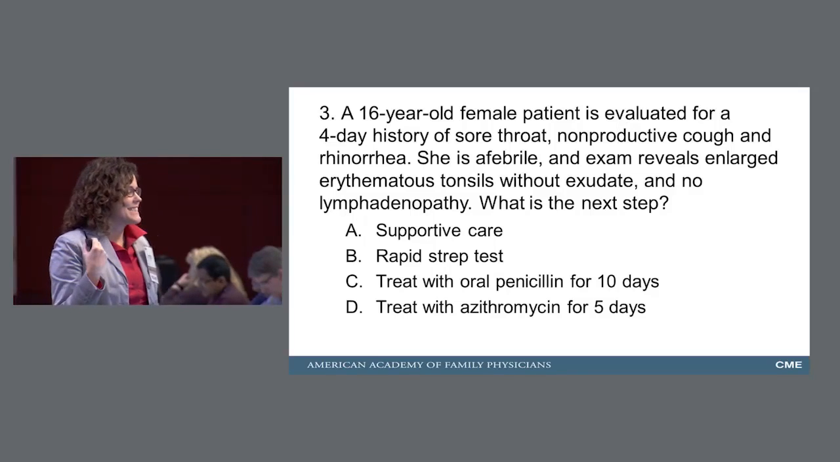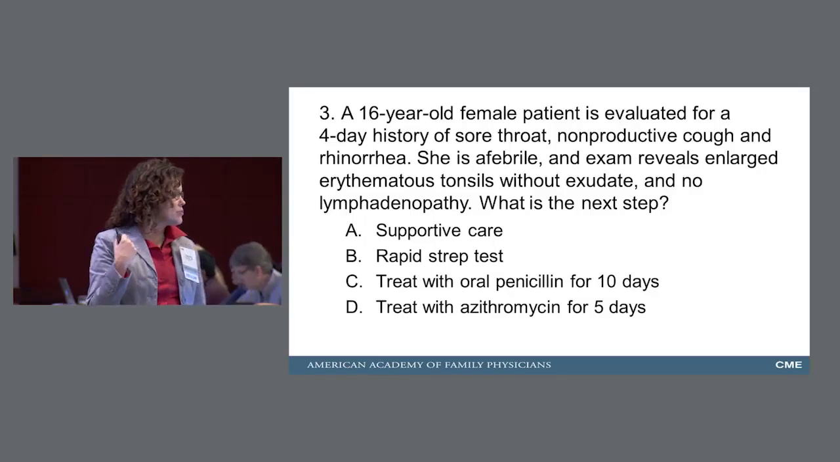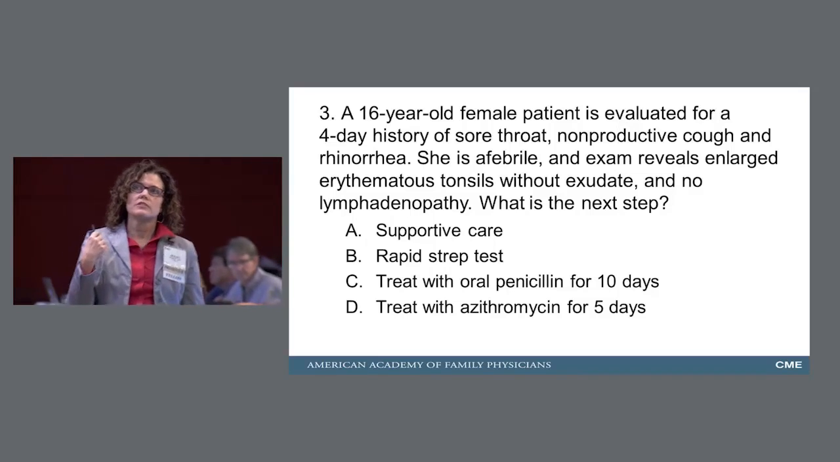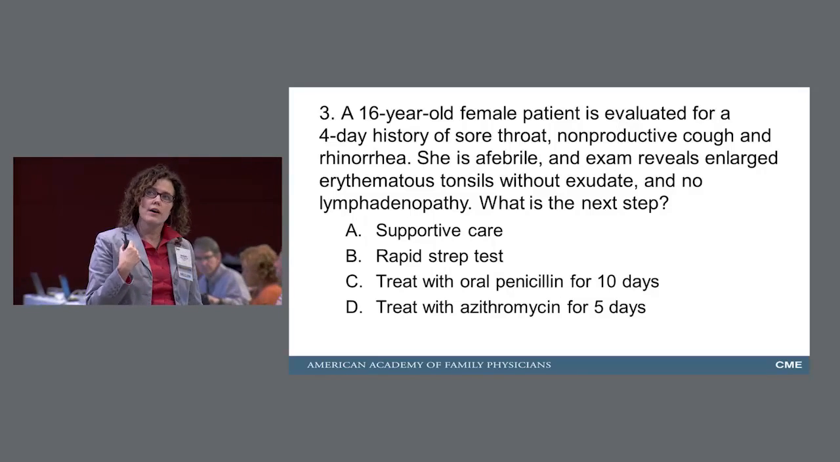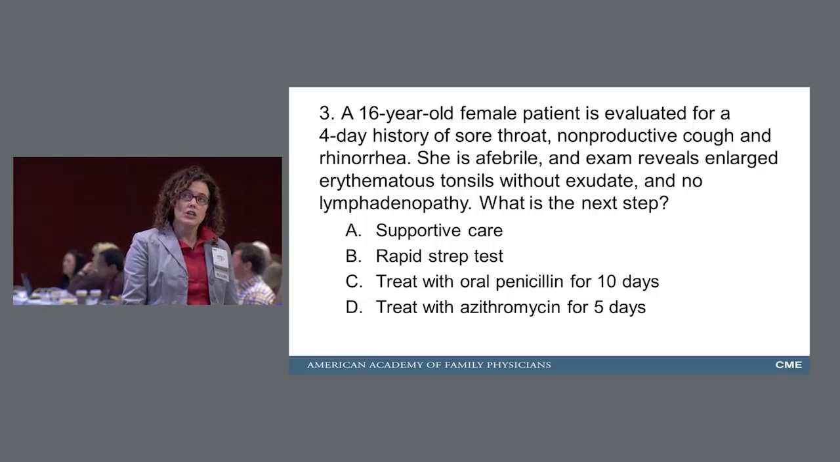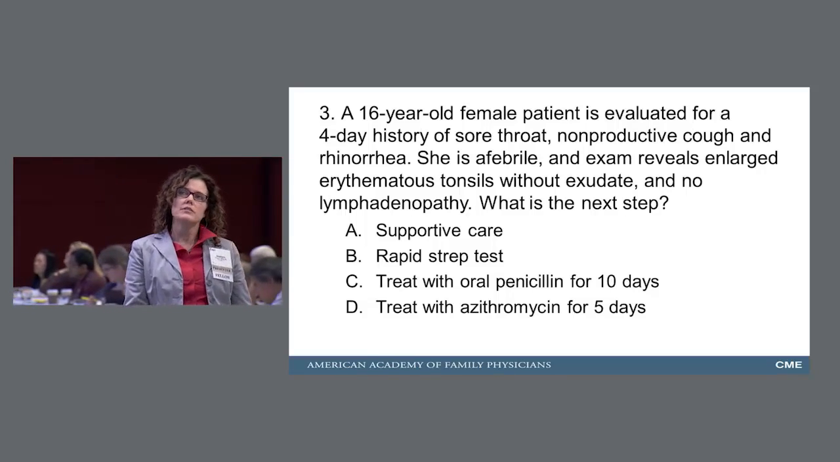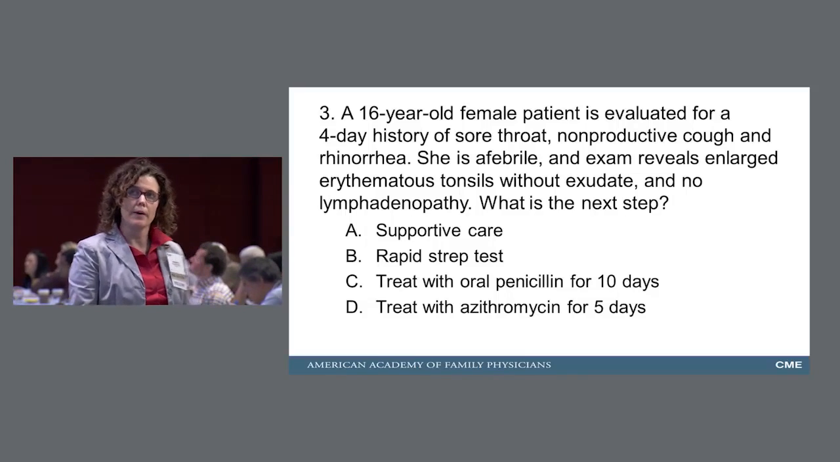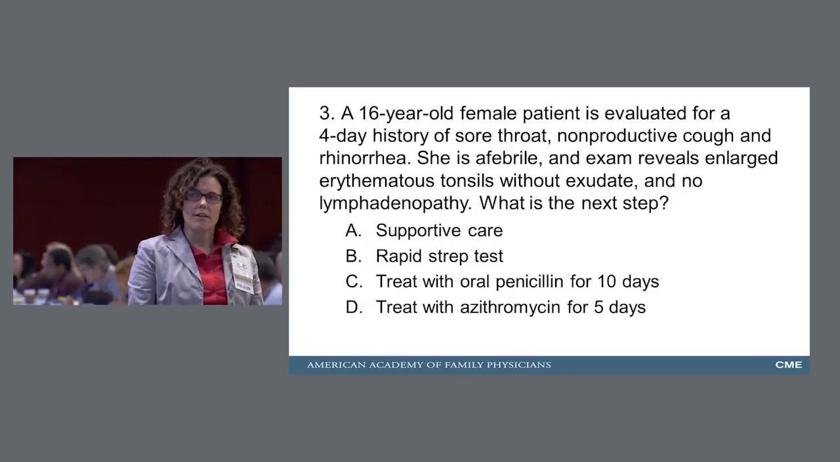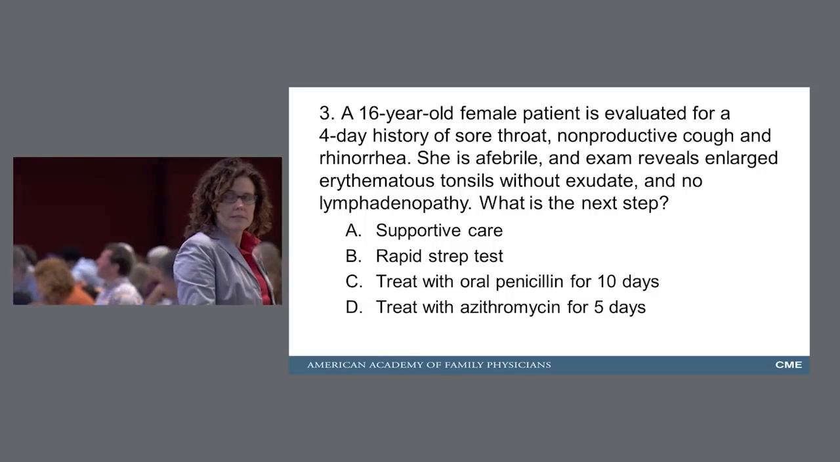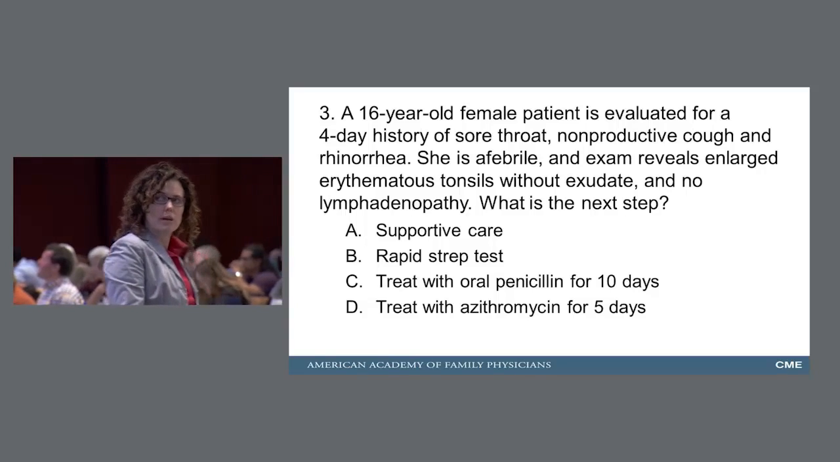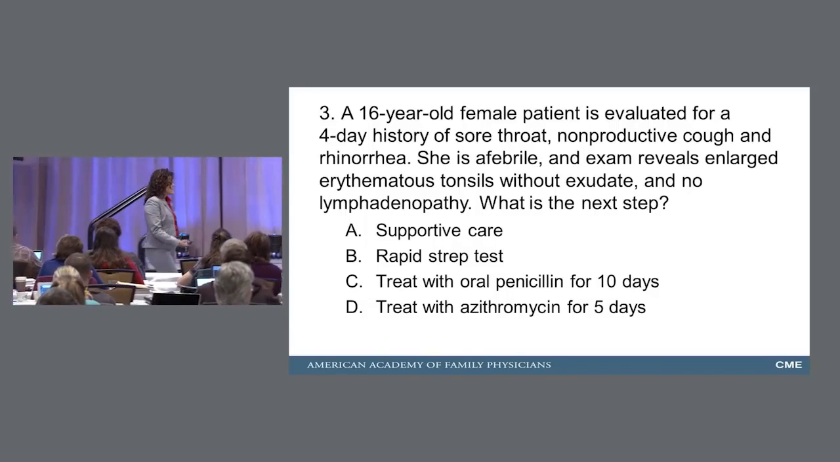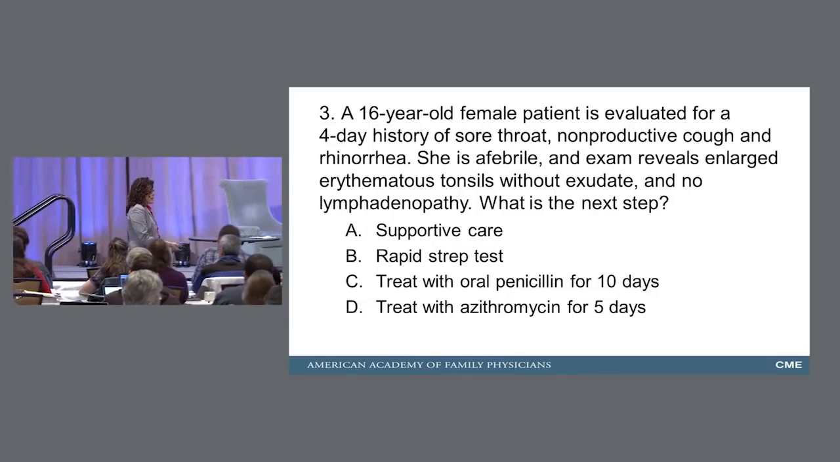All right, you have a 16-year-old female with a 4-day history of a sore throat, non-productive cough, and rhinorrhea. She is afebrile. Exam reveals enlarged, erythematous tonsils, but no exudate, no lymphadenopathy. So what is the next step? A, supportive care. B, a rapid strep test. C, treat with oral penicillin for 10 days. Or D, treat with azithromycin for 5 days.